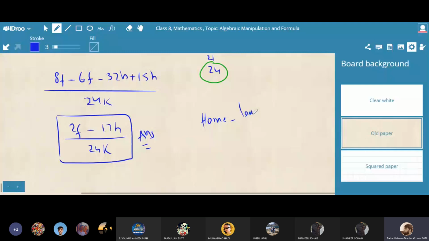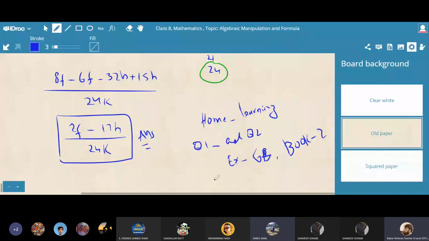Students, you have to complete your home learning. You have to complete question number 1 and question number 2 of exercise 6B, Book 2. Okay. This will be saved with me. Tomorrow you have to do this. We will start question number 3. 1 and 2 both are the same, I have explained. If there is a confusion, inshallah we will keep one student query session to resolve your problems. So students, I hope you all got this concept.